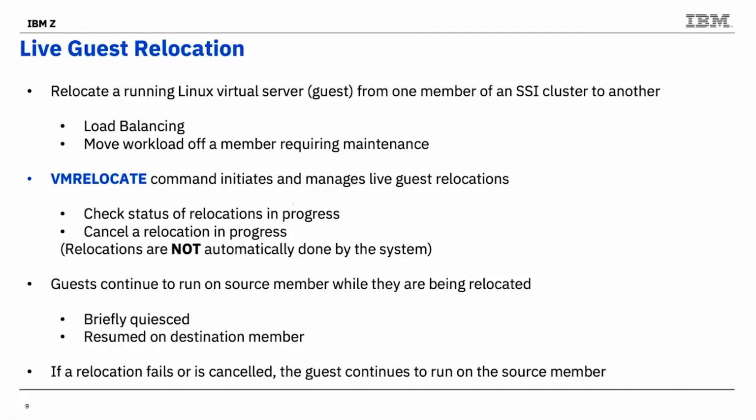The actual relocation itself is done with the VM relocate command, which has a lot of different flavors to it, and we can do a lot with it. We can test out if relocation is going to work. We can check the status of a relocation currently in progress. We can modify the parameters by which a relocation in progress operates. We can cancel a relocation. All sorts of commands are at our disposal, all centered around VM relocate.